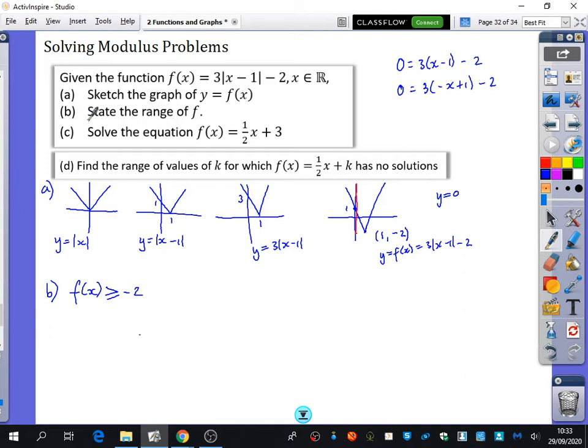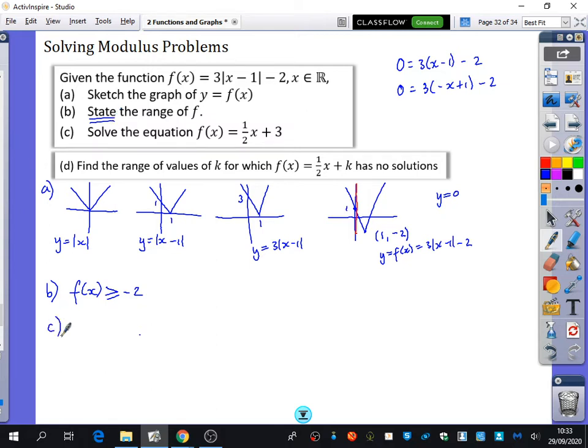And when it uses this word state at the beginning, it doesn't mean you need to do any calculations. If it ever says state in the exam and you know the answer, you just write the answer down. It doesn't require any working out if you don't need to. You might need to do some just to figure it out.